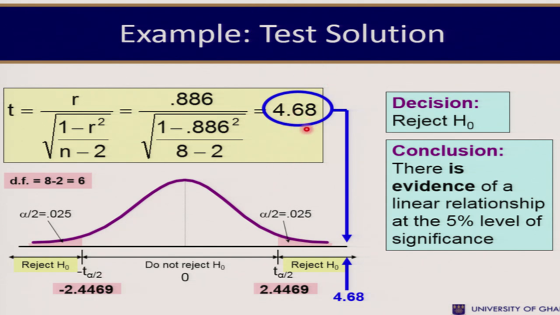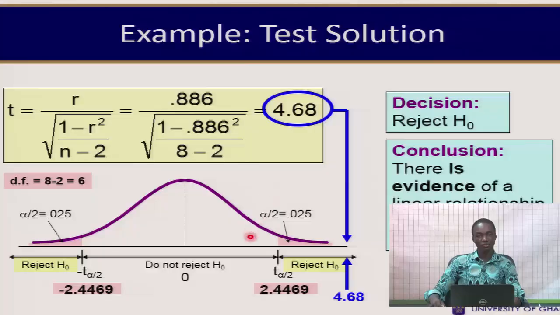Just as we did in the case of the hypothesis test, we are going to test whether the test statistic falls in the rejection region or within the acceptance region. As we can see, our 4.68 is way bigger than 2.4469 and hence falls in the rejection region, and therefore we are going to reject our null hypothesis that states no correlation and conclude that there is evidence of a linear relationship at the 5% level of significance.